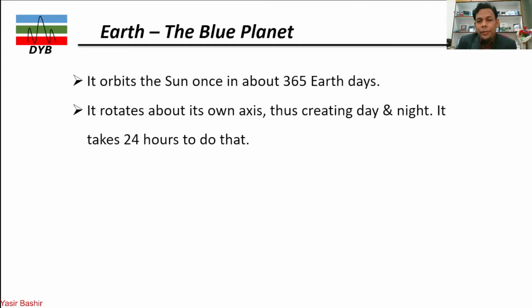If you're looking at the orbit of the Earth around the Sun, it takes 365 days, which is actually 1 year of the Earth, and it rotates about its own axis, creating day and night, and it takes 24 hours to do that. So obviously it's revolving and also rotating. Revolution affects the seasonal changes, like the shortest day and the longest day, and also the summer and the winter. So this is the effect of the revolution. But the effect of rotation is the change of day and night, which takes 24 hours.